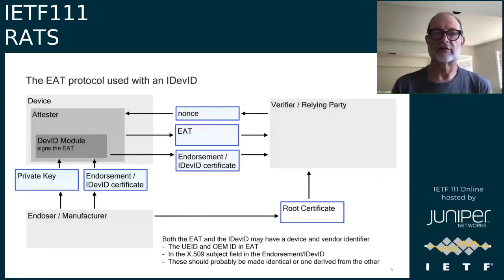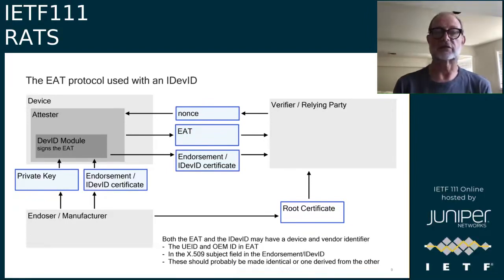So I believe this is a picture of how I would imagine using the EAT protocol with IDEV ID. So you have an endorser or manufacturer that creates the Dev ID module, and they put a private key that's used for signing in the Dev ID module, and they put an endorsement certificate in the Dev ID module. I guess this is kind of passport model. No, it's not. Never mind that comment. Anyways, they put an endorsement in the Dev ID module.